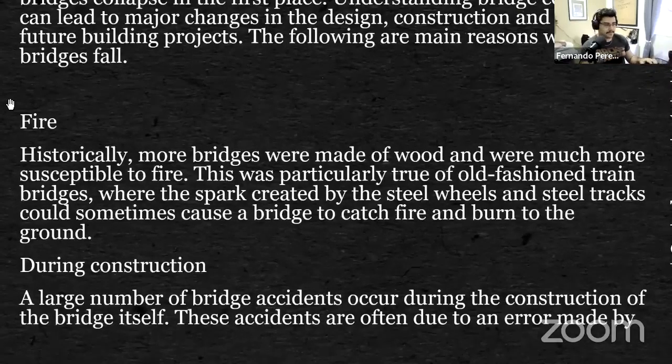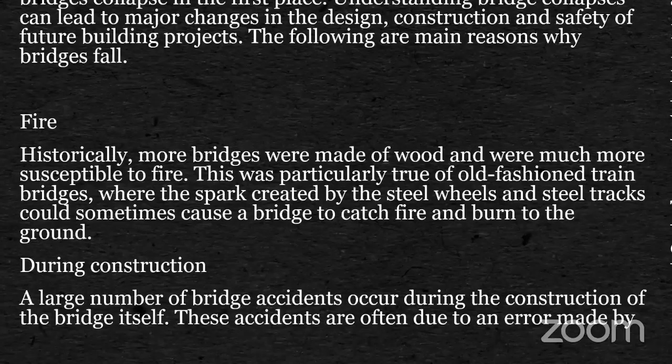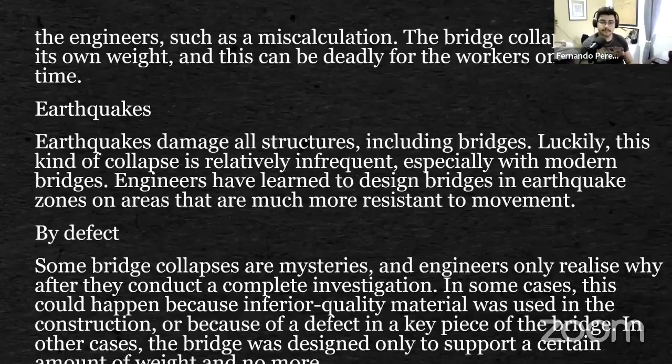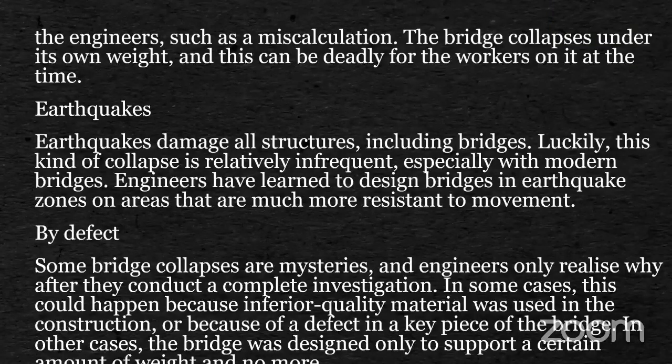Help me, Chris. During construction, a large number of bridge accidents occur during the construction of the bridge itself. These accidents are often due to an error made by the engineers, such as a miscalculation. The bridge collapsed under its own weight. Sorry, what happens to the bridge? The bridge collapses. Much better. Under its own weight, and this can be deadly for the workers on it at the time. That's right.